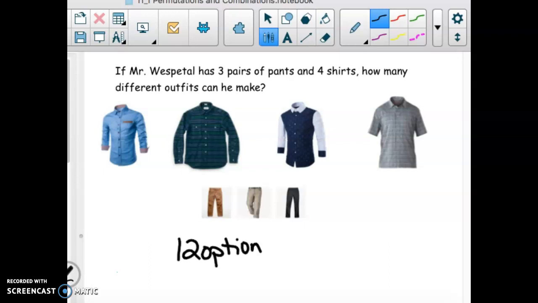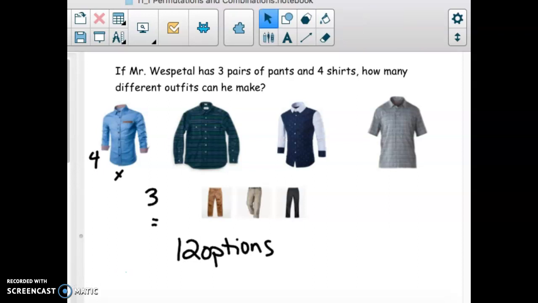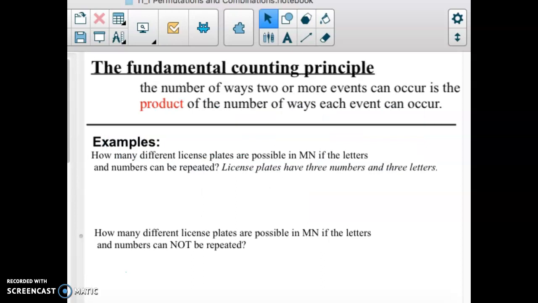And if we wanted to get there a little bit faster than having pictures of shirts and pants, we could just say, well, 4 times 3 equals 12 options. That's the idea of this multiplication counting principle. It's used a lot with license plate problems or finding combinations of things where there's a lot of something. You always want to think about how many ways each option can occur.